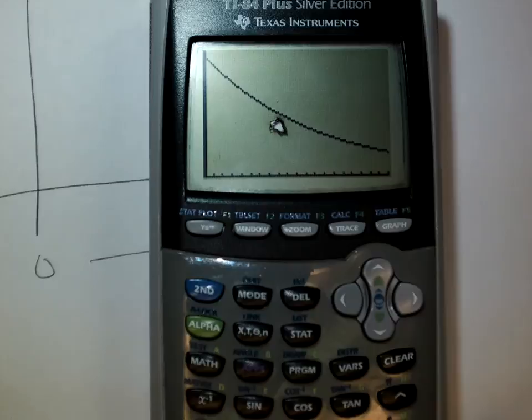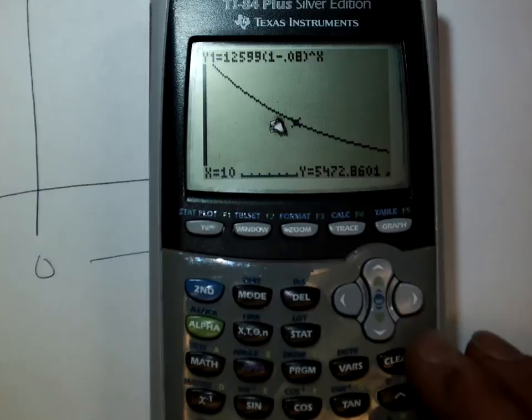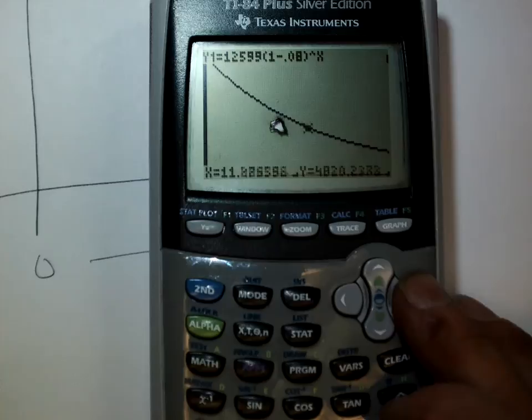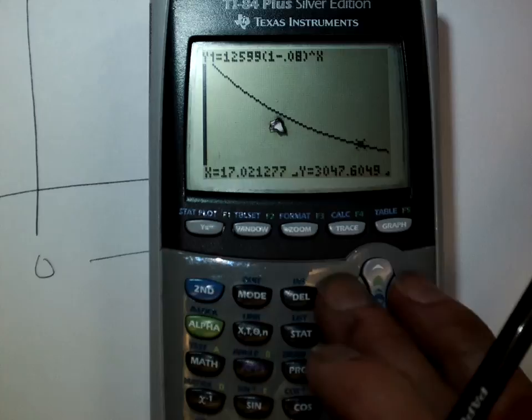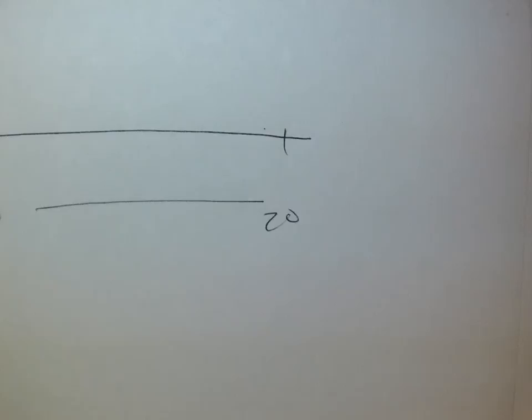Yeah. I like to graph it because I go to trace, and I'm looking for that number to be 3,000, right? So this is faster than guess and check. Good job, Ben, on guess and check. So I'm just going until I get 3,000. Probably right about there, about 17.2 years, right, Ben? Yeah. Okay, I'll show you what I did on my window real quick, okay?